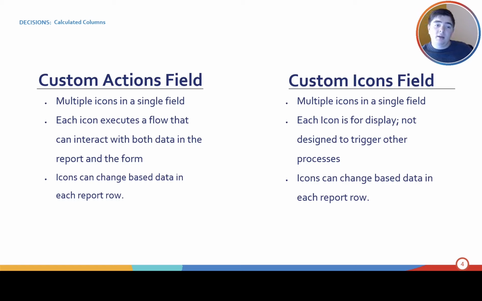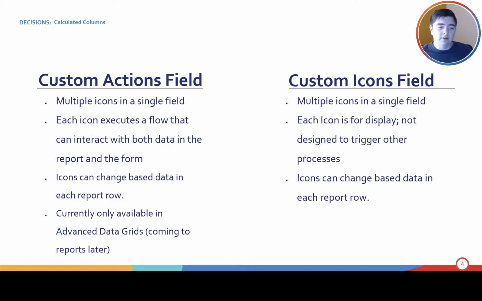Notice also that each icon can change based upon data in each report row. That's right, you can set up conditions in the custom action field just like you can the custom icons field. The only difference is that the custom actions field runs actions and the custom icons field does not. Currently, the custom actions field is only available in advanced data grids, though it is expected to come to reports later. Whereas you can use the custom icons field in our latest version of Decisions in both reports and advanced data grids. So with that quick introduction out of the way, let's get into my environment now where I can show off these features.